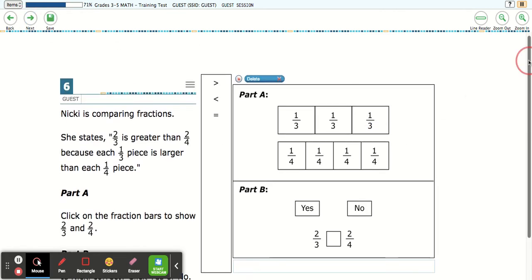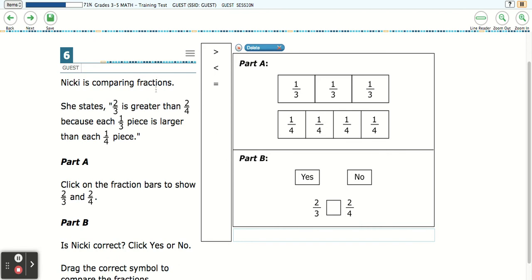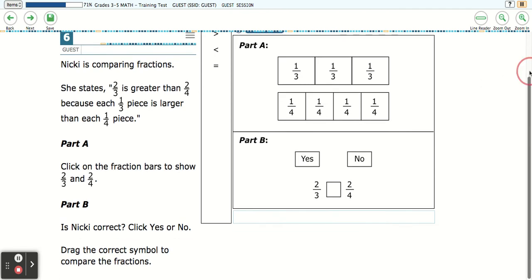Here we have a 2-part problem. You're going to need to pay attention to that. It says Nikki is comparing fractions. We've all done this, guys. She states 2/3 is greater than 2/4 because each 1/3 piece is larger than each 1/4 piece. Click on the fraction bars to show 2/3 and 2/4.